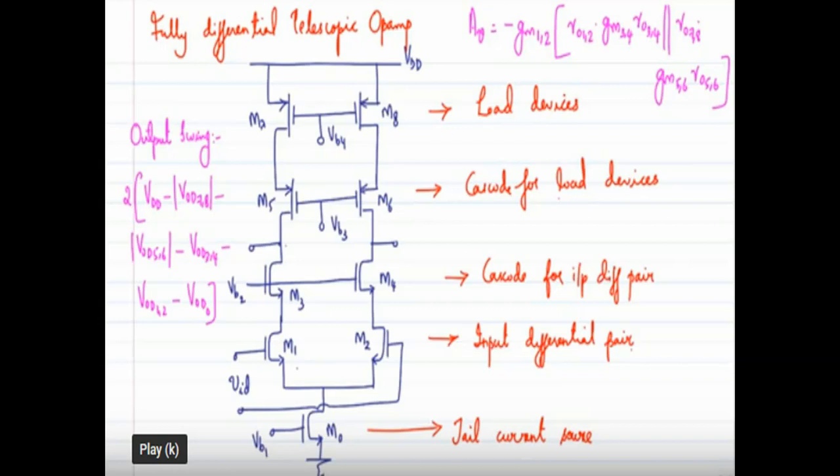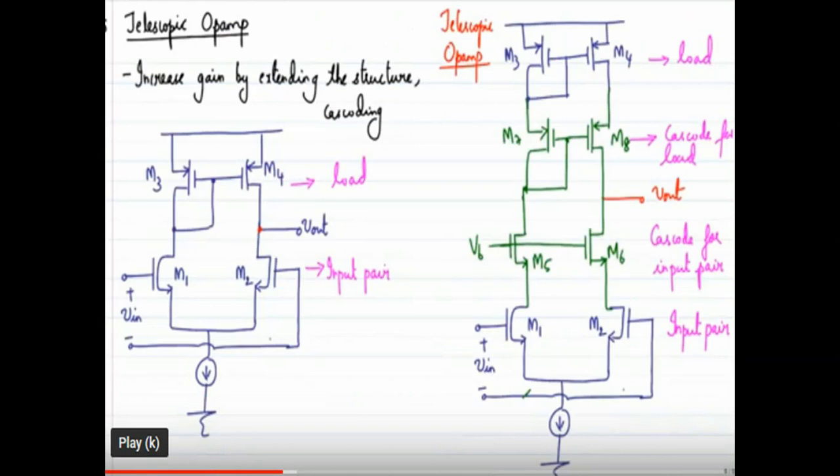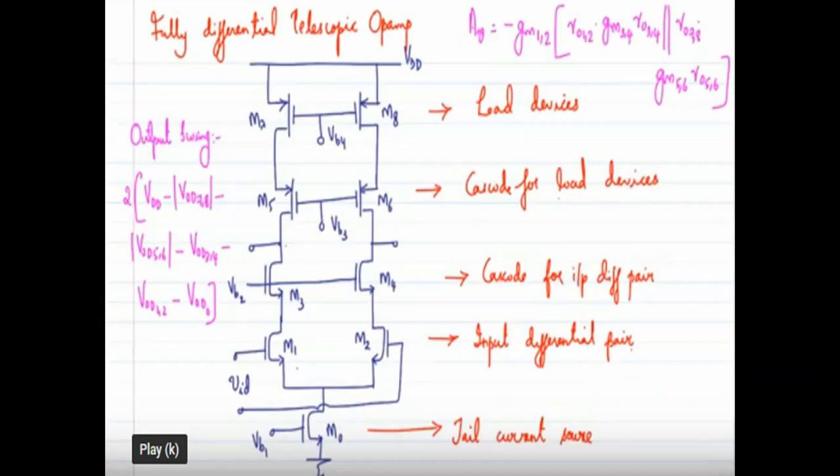If we consider the structure of the single-ended telescopic op-amp, okay, this is the structure of a single-ended telescopic op-amp. We want to convert this into a fully differential telescopic op-amp. The first step is to remove the diode connection, so remove the diode connections from the transistors M3 and M7. Then bias the transistor with a separate bias voltage named VB. Okay, so this is the structure of a fully differential telescopic op-amp.